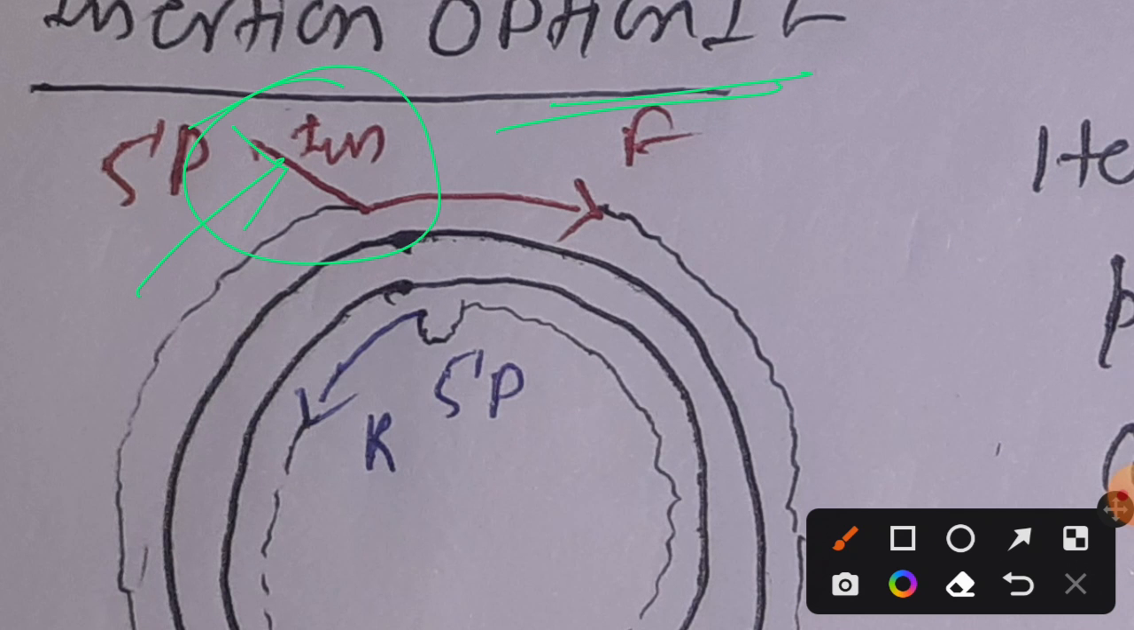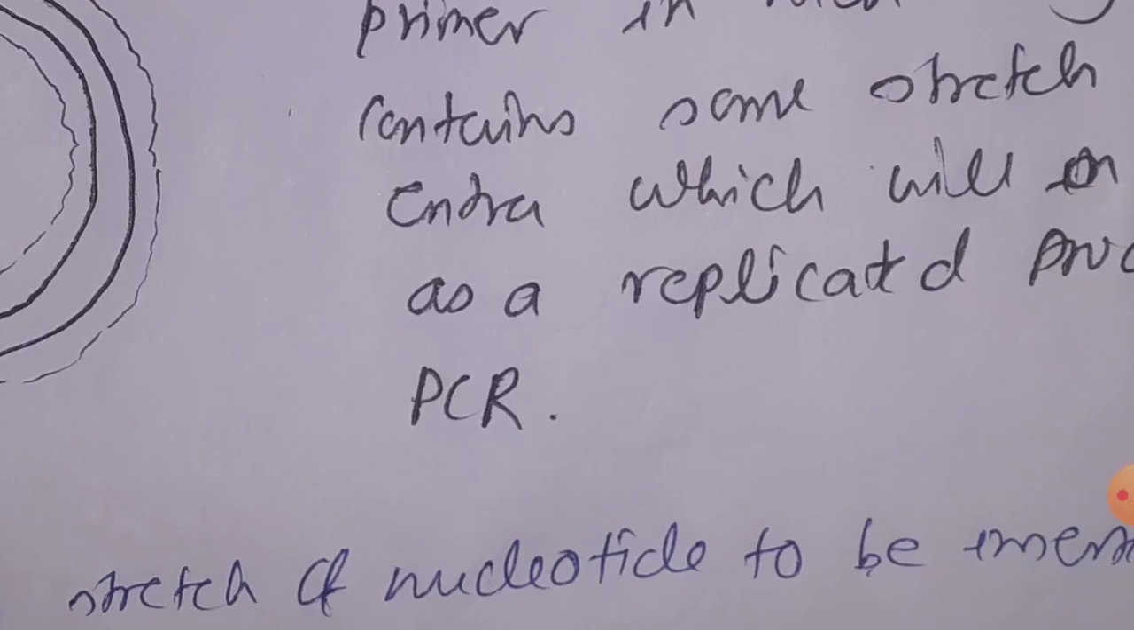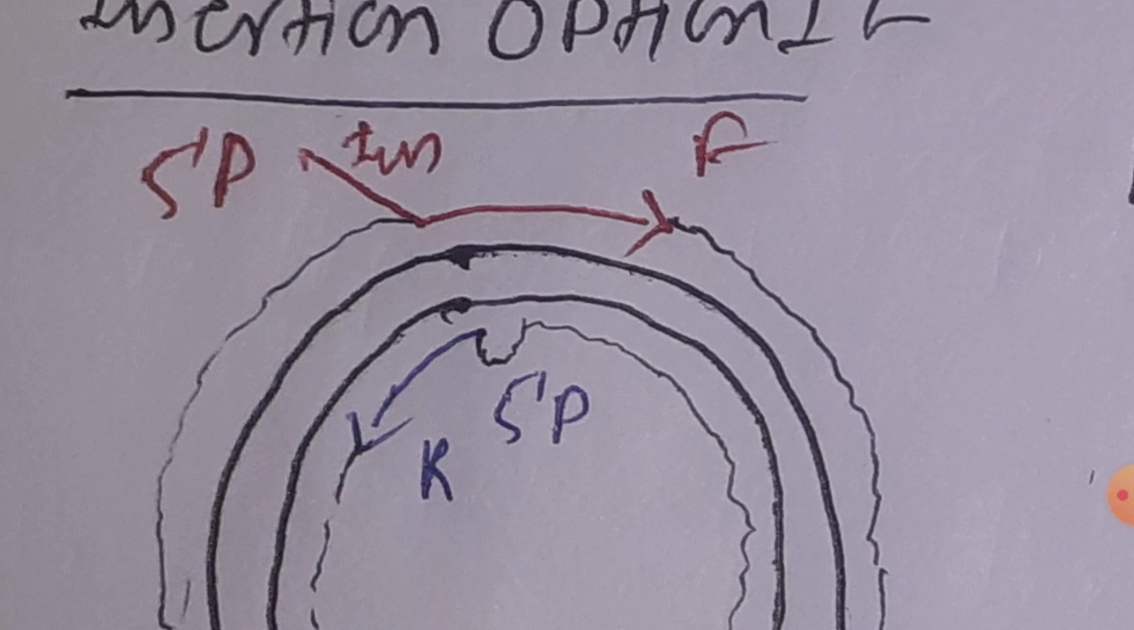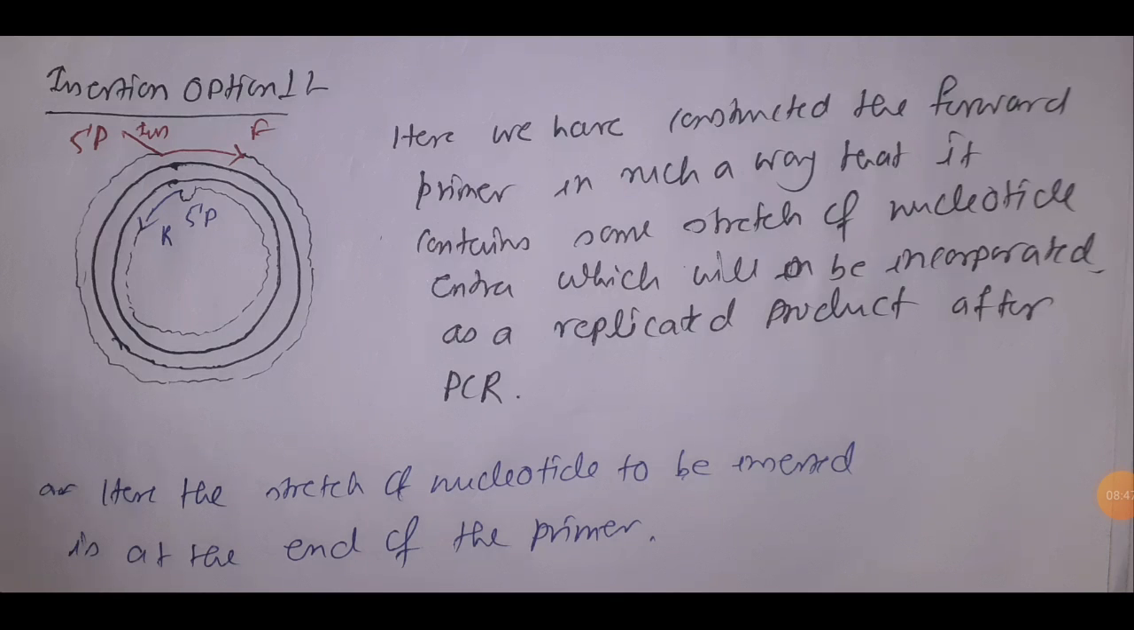That means here we are incorporating the short stretch of nucleotides that we want to insert at the end of the primer. Now I am going to discuss with you another possible option, where we will construct the primer in such a way that the extra part will be at the middle. Okay, so let's see. So that is the idea.